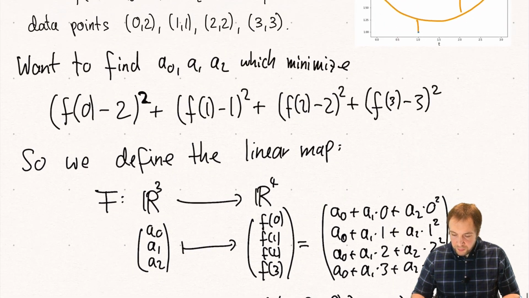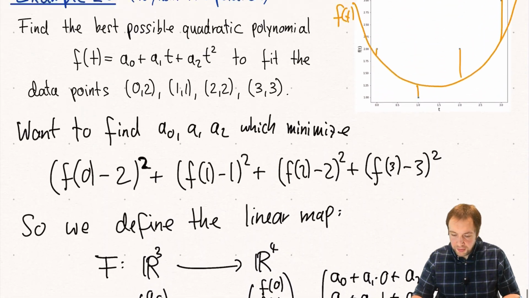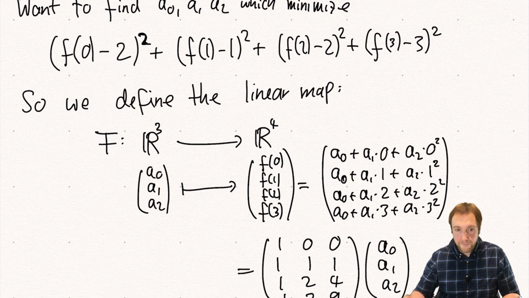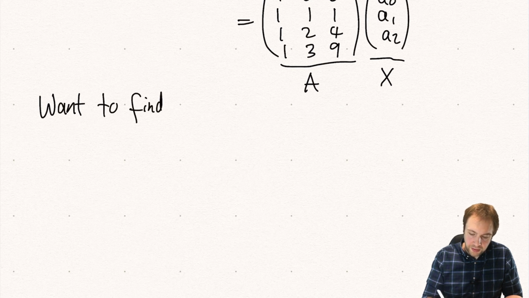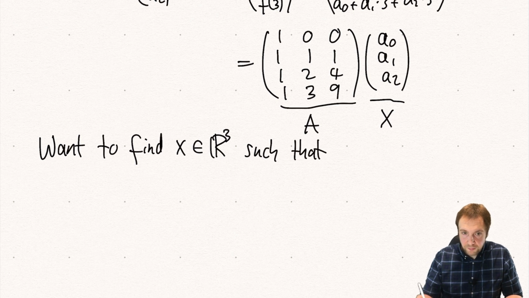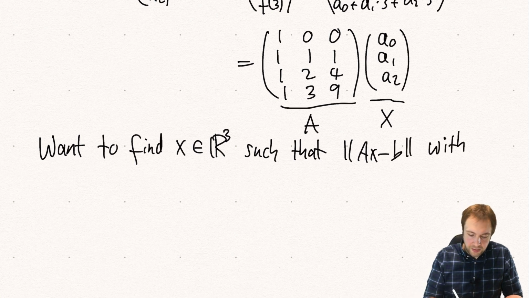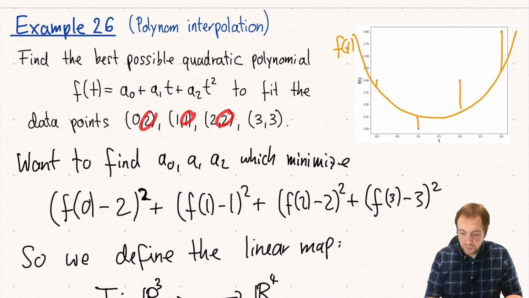And what do we want to solve now? What is the vector y in our case here? Well, y are the values here. So we want to find x, which is this a0, a1, a2, such that this here Ax minus b, with b being the values of our data points, so it's 2, 1, 2, 3.